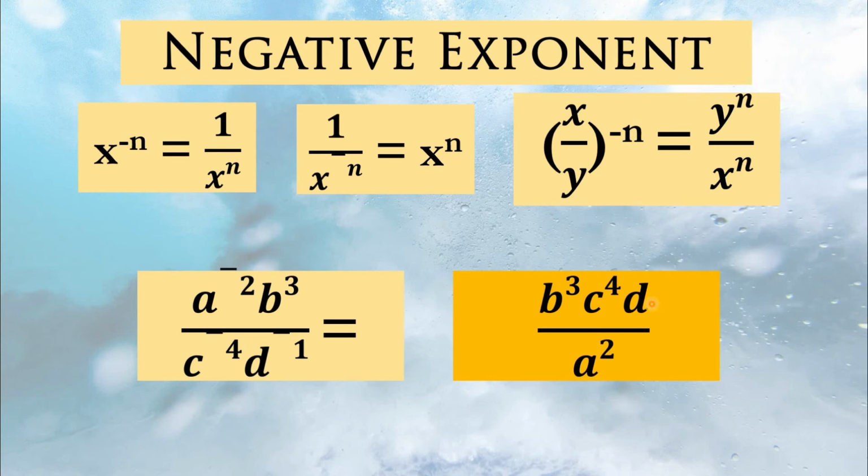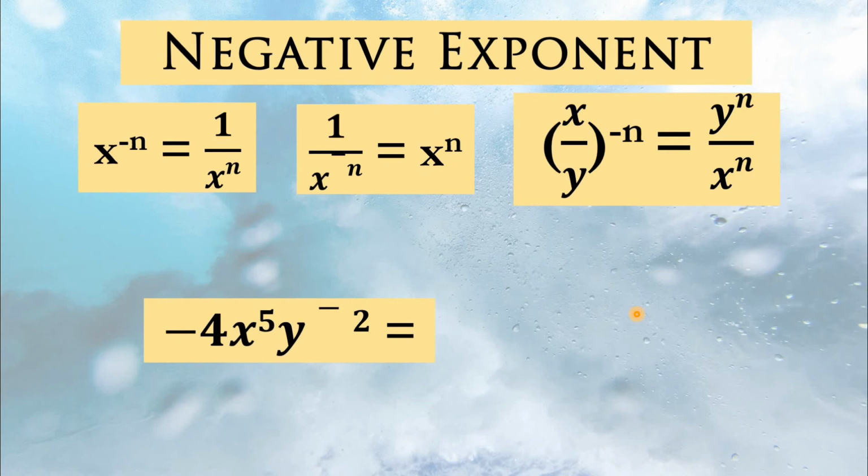Okay, and that's your final answer because you've got different variables: a, b, c, and d. So we can no longer apply any other exponential laws there. Okay, and then we have one more.